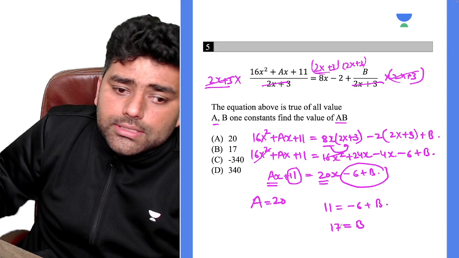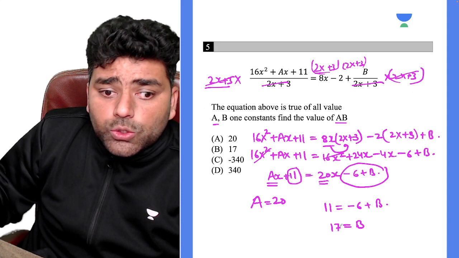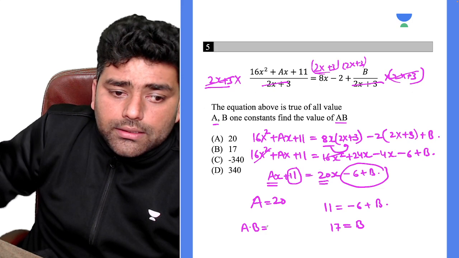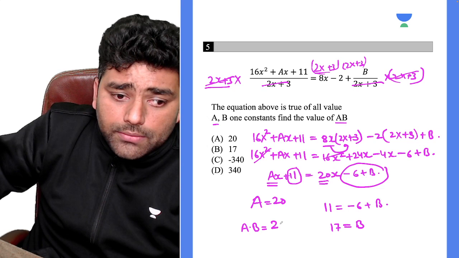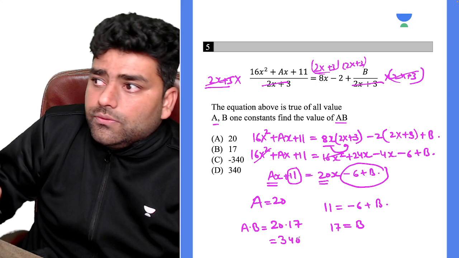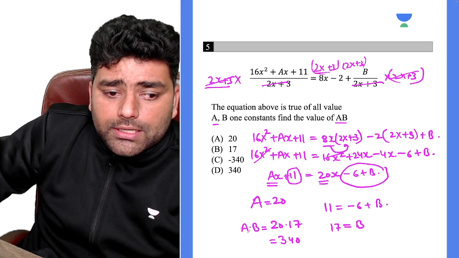Right? And what do we need to find there? We need to find a product b, right? So what is a product b? a product b is 20 multiplied by 17, that is equal to 340. Right guys, so a multiplied by b is equal to 340 and that is the answer.